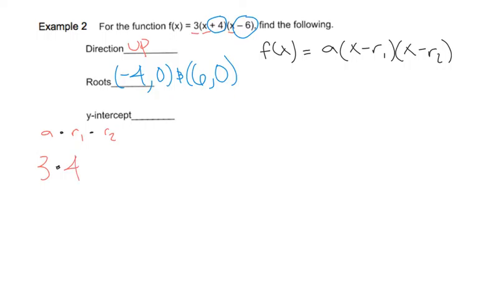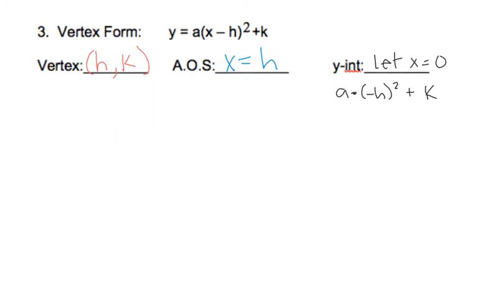which is positive 4, looking back at the original function that they gave us, times our r2 value, which is negative 6. So if we multiply 3 times 4, which we know is 12, and multiply that by a negative 6, you end up with a negative 72. So the y-intercept is 0, negative 72. All right, so let's move on.